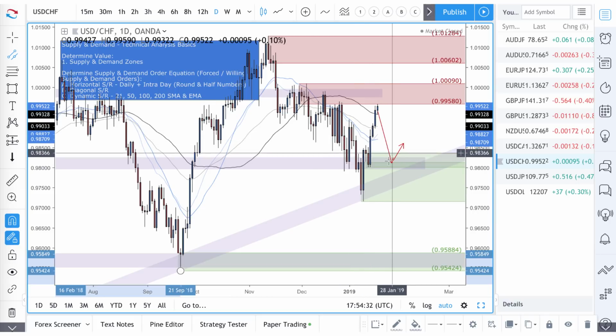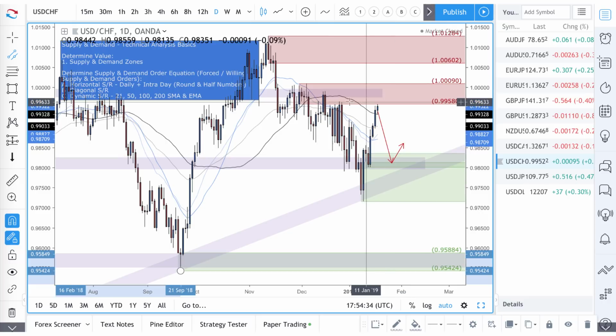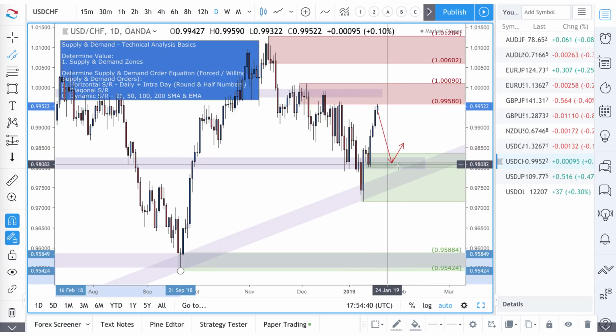But I'll be looking for price to come back down into this zone before looking at a long trade. I think this is a very good area. I'd like to get involved, or look to get involved, in buying the dollar Swiss, providing everything is obviously risk on and the dollar's doing well.